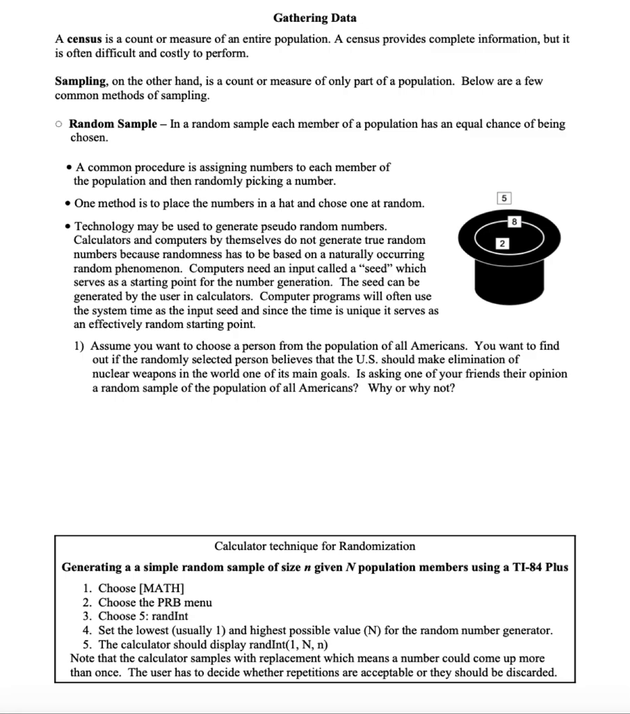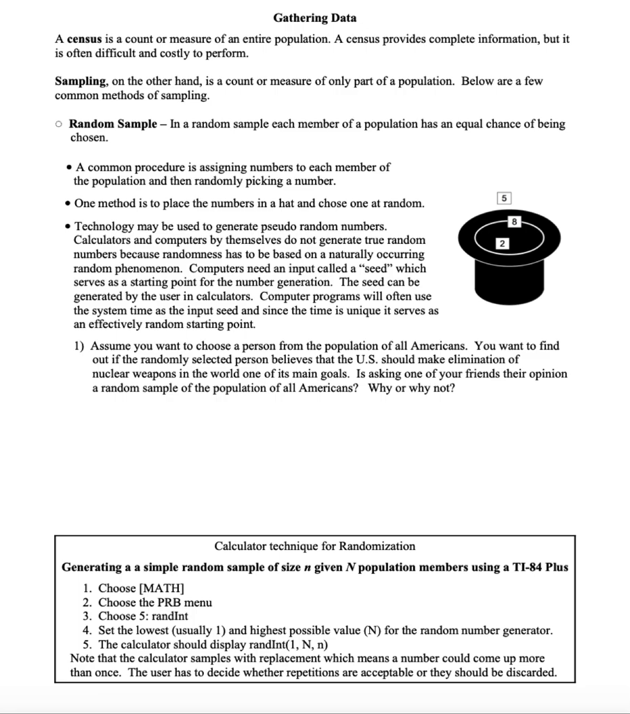The best type of sampling that we could do in many cases is a random sample. This is where every member of the population has an equal chance of being chosen. We'll see, though, that in practice, many times this just isn't feasible. A common procedure for getting a random sample would be to assign numbers to each member of the population and then pick one at random. One of the classic examples of a random sample would be placing numbers in a hat and then just choosing one out of the hat.